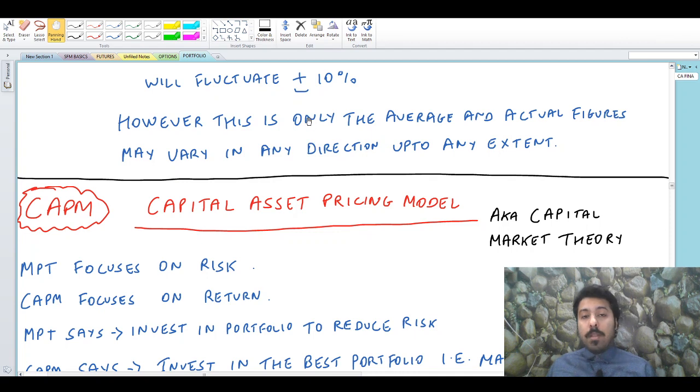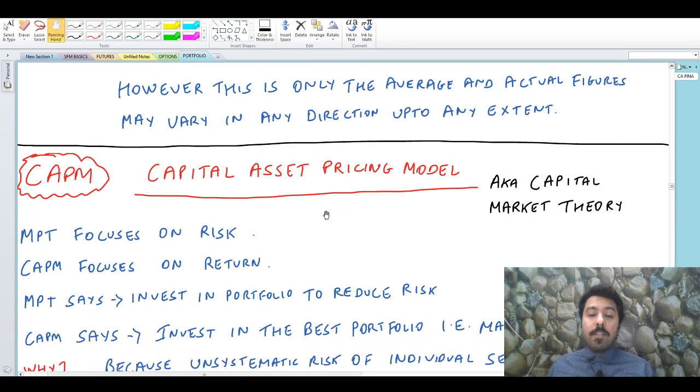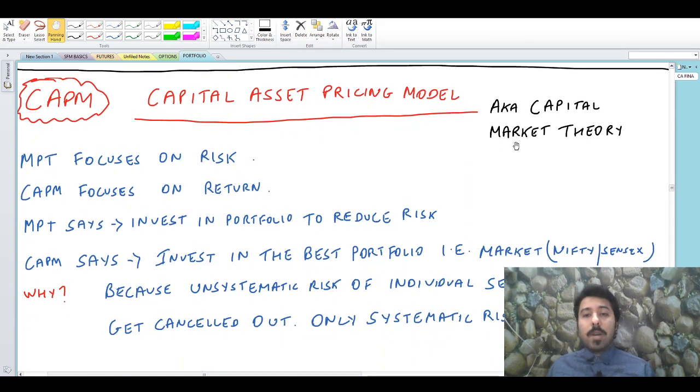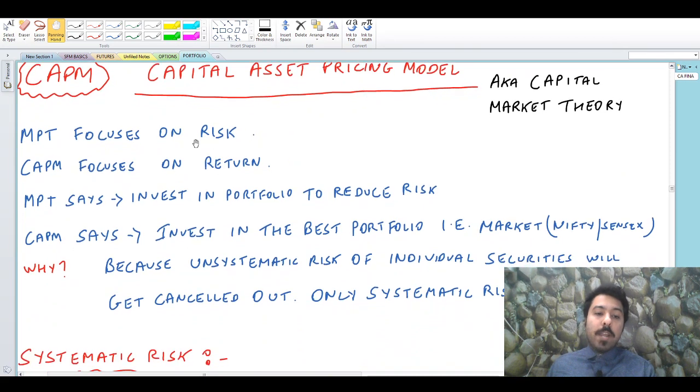Okay. This finishes our first topic, MPT, Modern Portfolio Theory. Now we have CAPM, Capital Asset Pricing Model. I'm sure all of you love this. This is also known as Capital Market Theory. See, MPT focuses on risk. We have entire discussion on our risk.